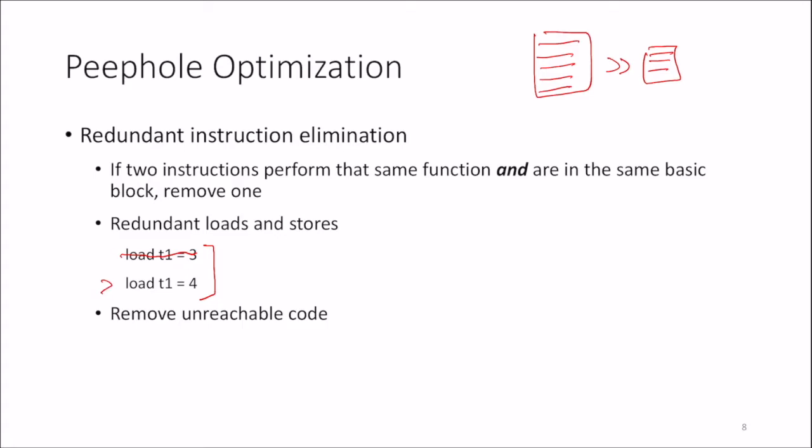We can also remove unreachable code. This can happen because there might be a basic block you set up, and in fact all of the instructions in this basic block are unreachable. There's no way in this program to reach that basic block, and so you might as well remove that basic block altogether and not generate the code for it.